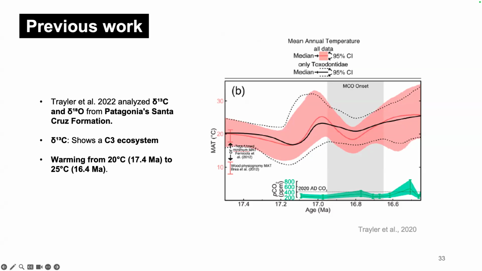16.4 million years ago. These findings highlight significant warming in Patagonia and suggest that climate models may underestimate Miocene temperatures in this region, which currently has temperatures of about 8 degrees Celsius.